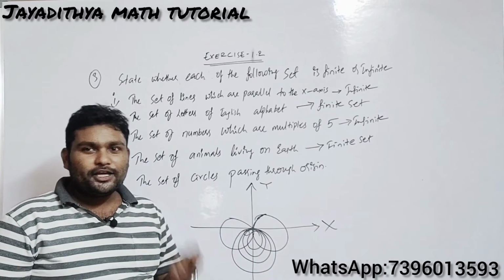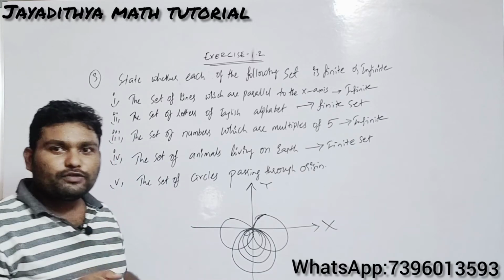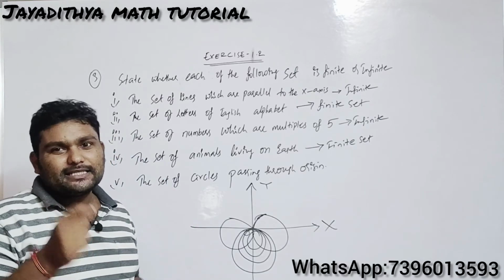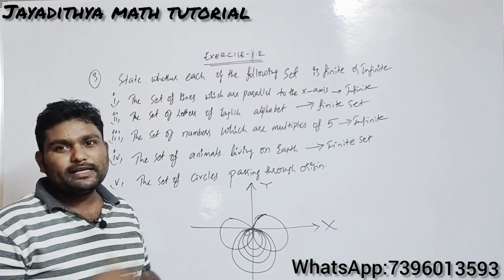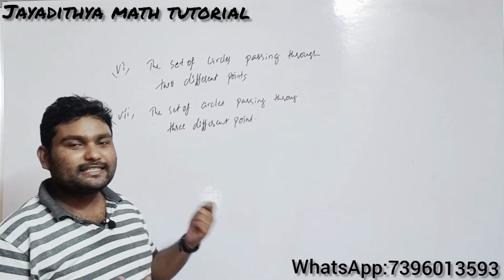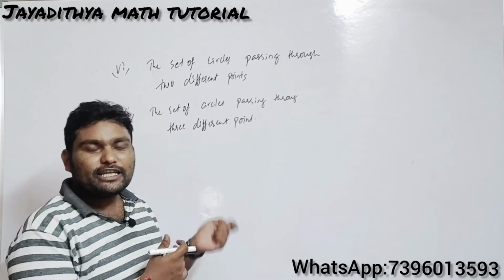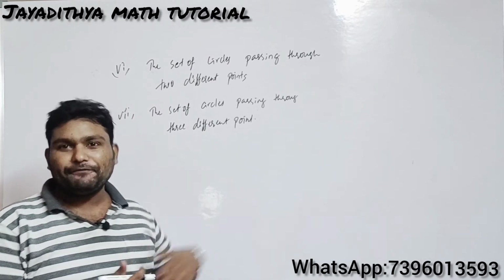And today, answer me a question. I will give you 2 more questions and you give the answers in the comment section. I will see who gives the correct answer. Take these as your 6th and 7th questions. So what is the answer for the last question? The set of circles passing through origin is an infinite set.